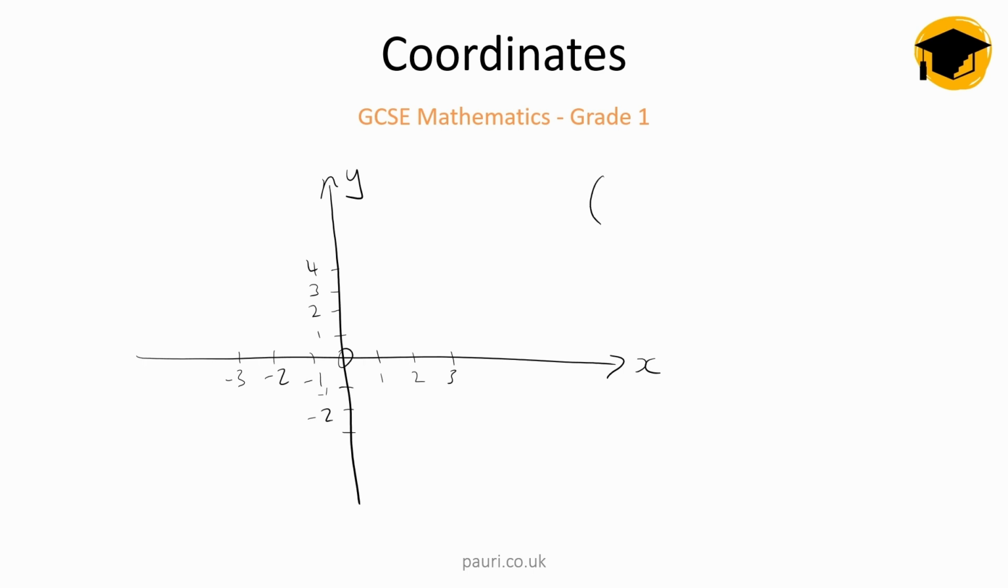If I'm looking to plot a coordinate with 2, 1, this means go down the corridor 2 and up the stairs 1. I'd have a point over here. What we do is when we note down a coordinate, we note it down with a cross, and you can label the cross. So let's try the questions.